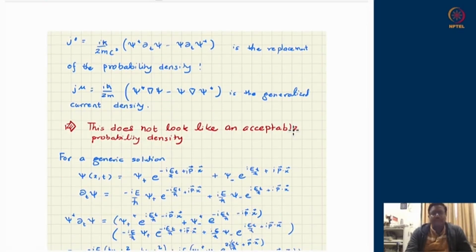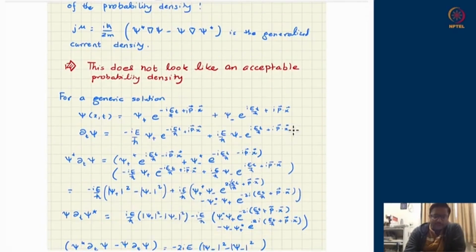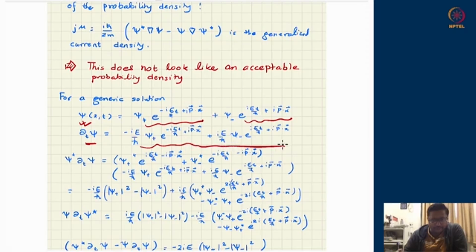Because if I just look for stationary solutions, I know there are positive energy solutions or negative energy solutions. So let us cook up a generic solution which will be a superposition of a positive energy solution and a negative energy solution. This is a positive energy solution of Klein-Gordon. This is a negative energy solution of Klein-Gordon. Then I can do the superposition with coefficients ψ_+ and ψ_-. That is also a valid solution for the Klein-Gordon equation. Then I take the first derivative of ψ, which will give you this quantity. This is simple algebra, you should follow up.